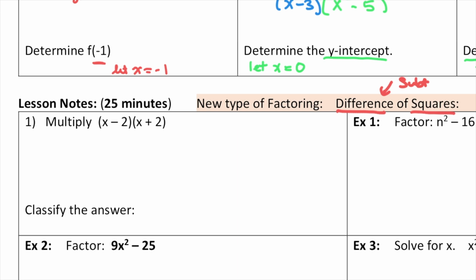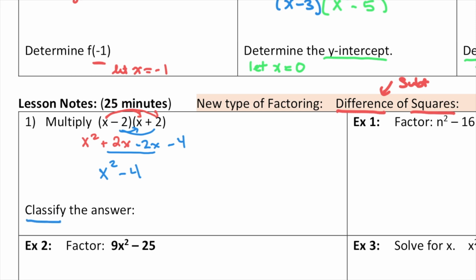So multiply your first answer. Let's just see what happens. X times x is x squared. Distribute again. We get a plus 2x. Now we're going to distribute -2 to both terms. We get -2x and a -4. The middle terms have always canceled out when you were multiplying x minus 2, x plus 2. And you're left with x squared minus 4.